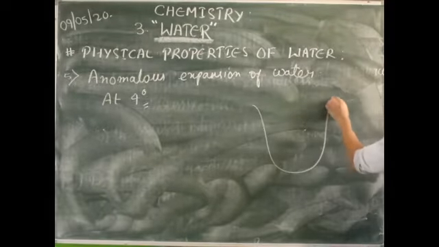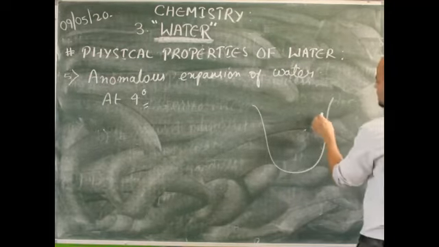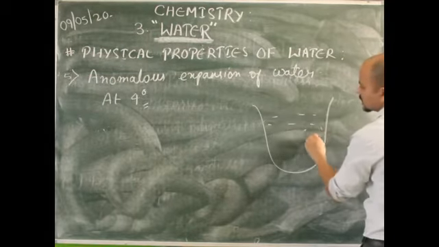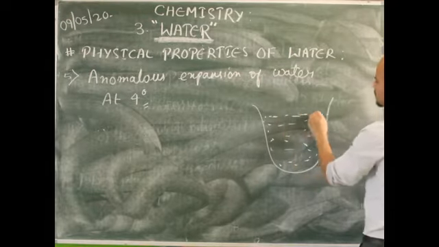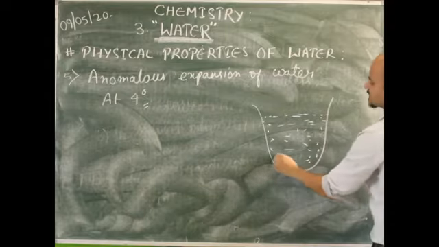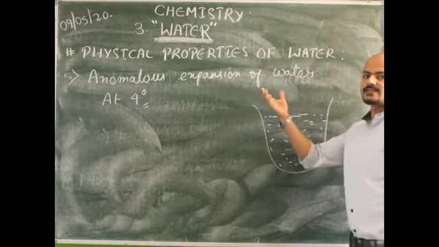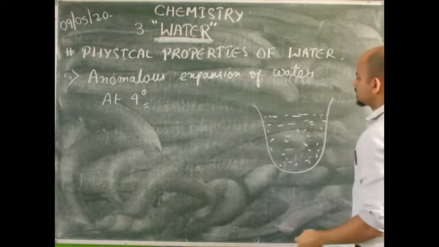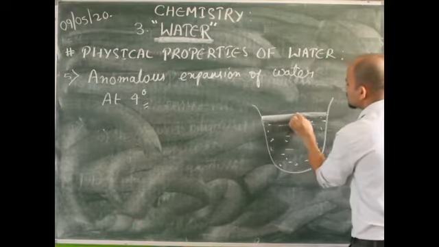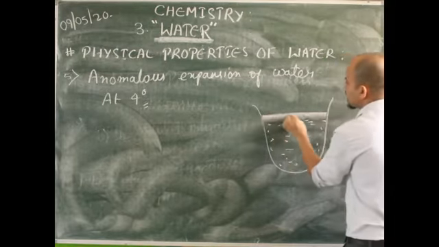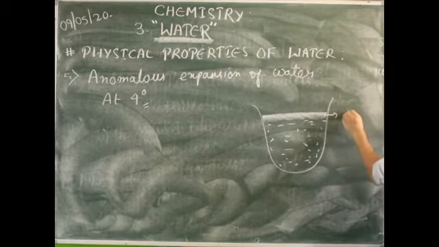Suppose this is water present here. Now we are talking about cold countries, where the temperature is extremely low. As the temperature outside is 0 degrees centigrade, then what will happen? Water at the surface will freeze. This is ice.